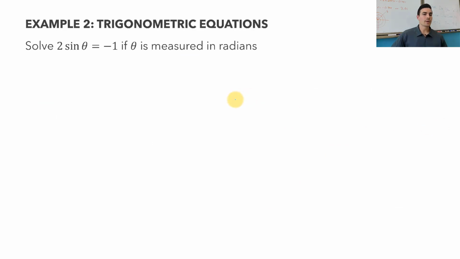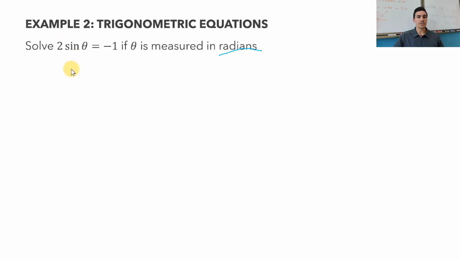All right, moving on, we're going to solve 2 sine theta is equal to -1 if theta is measured in radians. Okay, so we're going to be working in radians here. Now notice I don't have a certain boundary here for my theta values. So I'm going to need to find all values of theta, regardless if they're in the first quadrant, second, third, fourth, or whatever. To solve this, I'll go ahead and solve for sine theta.